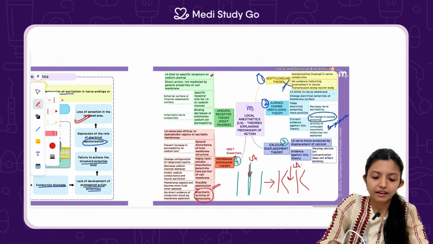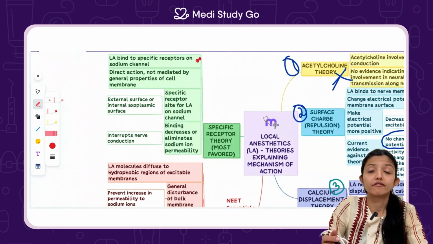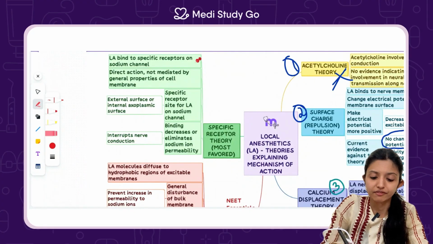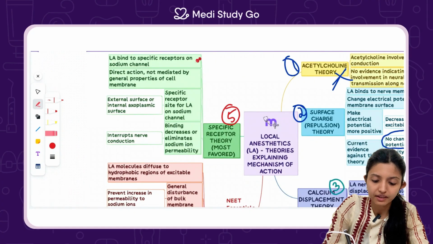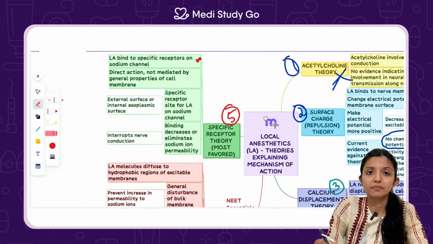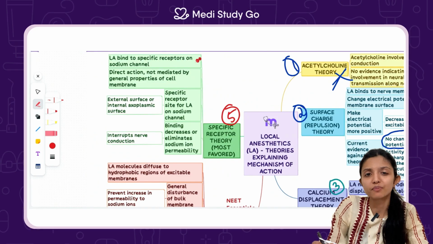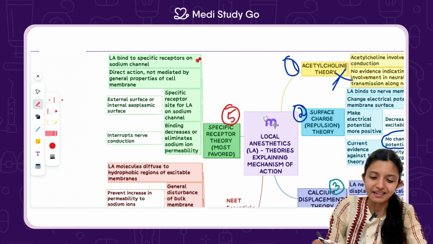And finally, we had our most favored and most accepted theory, which was the specific receptor theory. Always remember that when you read our mind maps, you have to go in a clockwise direction, and they have been made in such a way to help you memorize the key concepts easily.